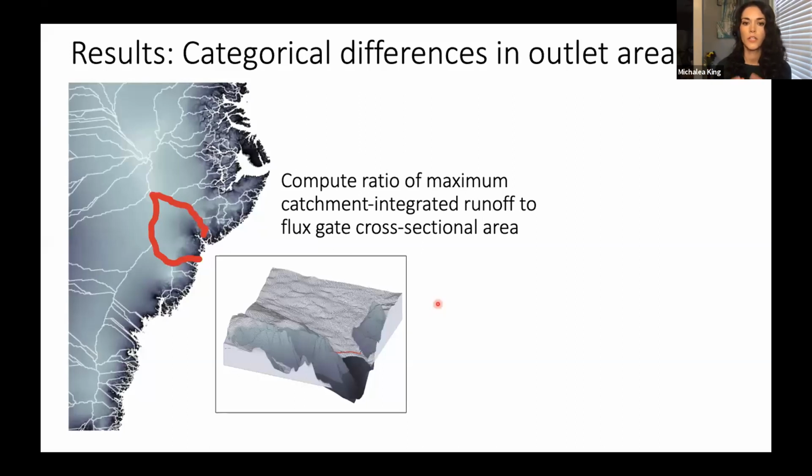And so when I talk about the cross-sectional area, the ratio of the cross-sectional area between different categories, what I'm referring to is the ratio between the basin integrated runoff. So let's say, for example, this is Kangerlussuaq. If I integrate the total runoff within that catchment and compare it to the cross-sectional area of the outlet that volume of water has to flow out of, I want to get a ratio for that number, essentially saying how much water volume per exit gate area do we have at each of these sites. I hope that makes sense.